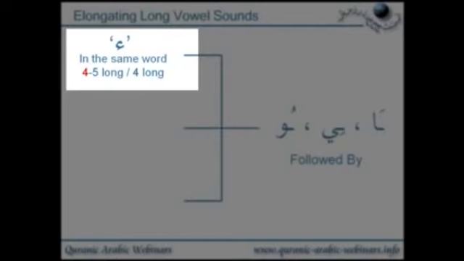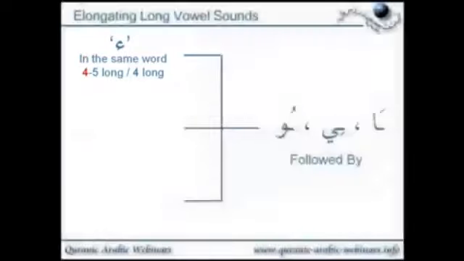So I've put the most common ones. If you get a lot of the color-coded Tajweed Qurans, it will say 4 to 5 long, and some other books will say 4 long. So to be safe, if you go for the 4 long in length, so we're going to pronounce it 4 times long instead of 2, then you're safe.